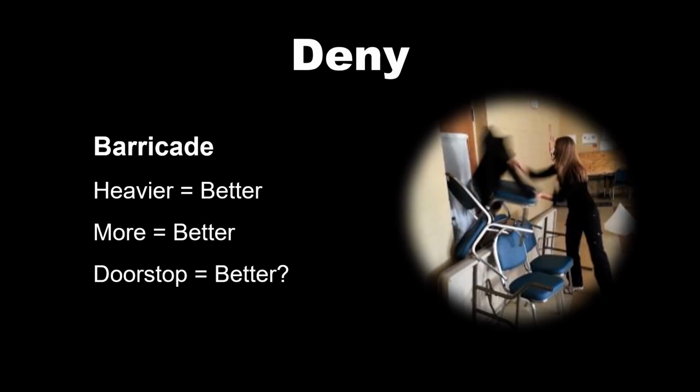Barricade. Heavier is better, more is better, a doorstop is better. Denying entry from a possible active attacker is the best way to survive in the denial phase. Inward opening doors are much easier to barricade than outward opening doors. It helps to notice and keep that in mind when you enter any public building. Is there a place you can go to deny an attack?